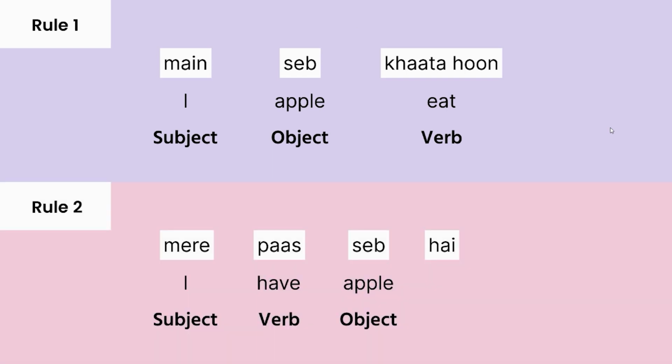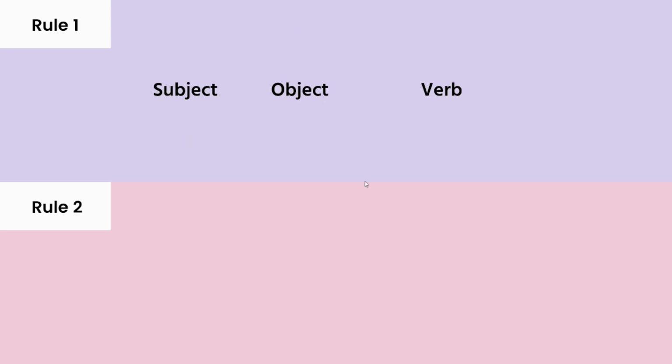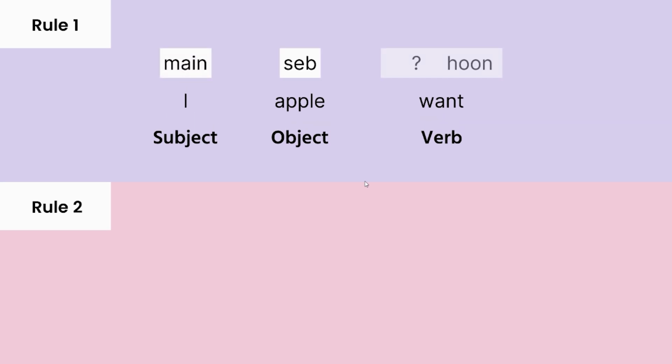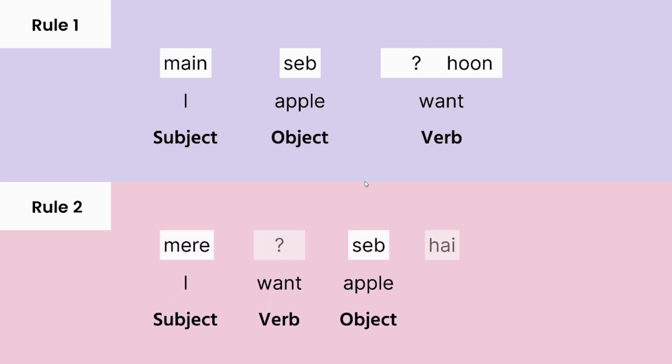Okay, now what if I want to say, I want apple? If you follow rule 1, it should be something like may, save, in the word for the verb want, whom. Or if it follows rule 2, it should be something like mere, in the word for the verb want, save, have. Right?